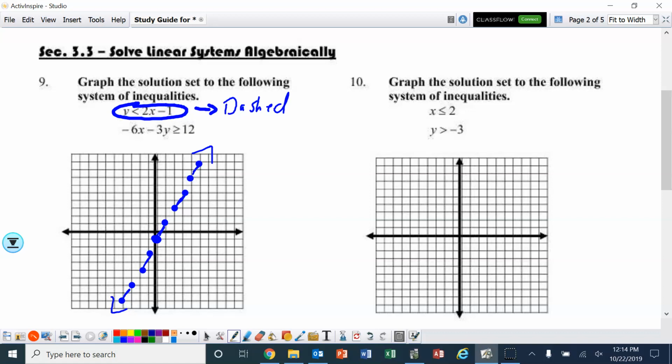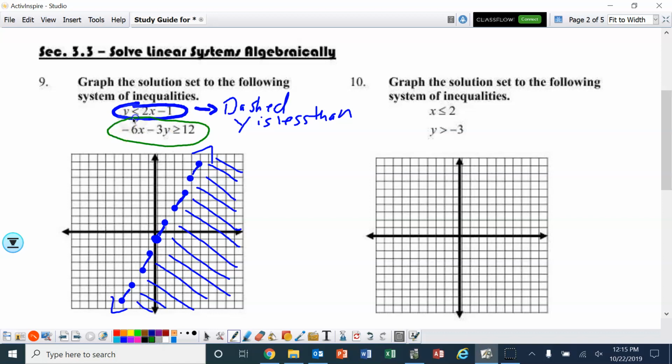And based on that inequality, y is less than. So that means I'm going to shade below. All right, now the other one. Now this one, since it's in standard form, x and y are on the same side, I'm just going to use the x and y intercepts.